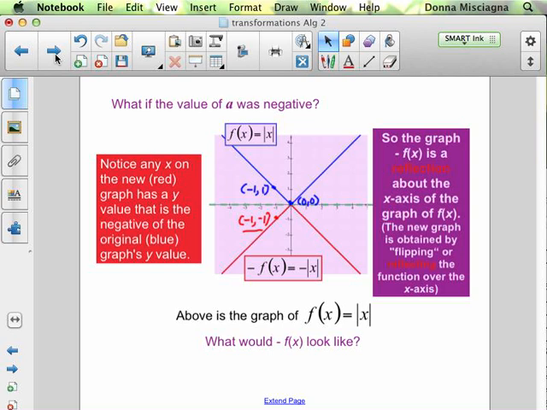So the graph of negative f of x is a reflection about the x-axis of the graph of f of x. The new graph is obtained by flipping or reflecting the function over the x-axis.